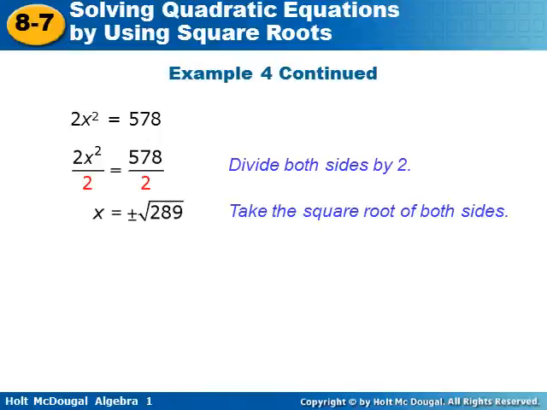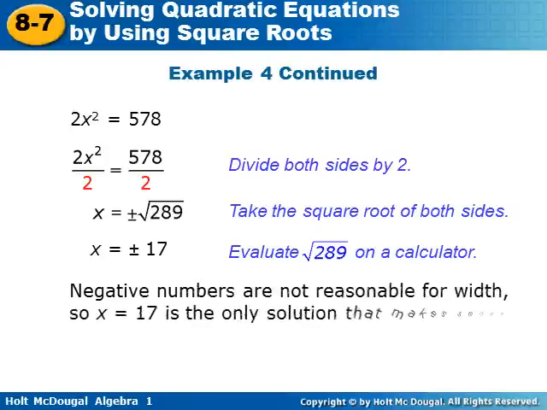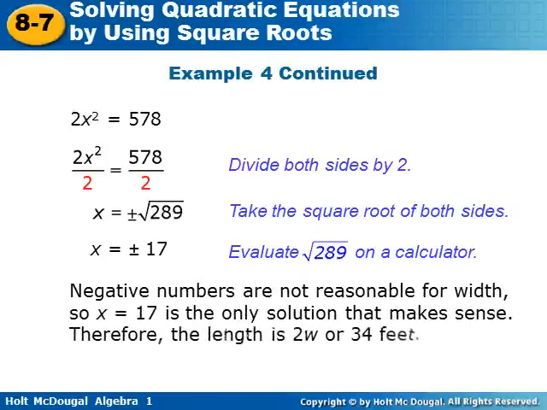And then we're going to take the square root of both sides, and we get x equals plus or minus the square root of 289. We type in square root of 289 on a calculator, and it does come out to be a perfect square at 17. So we get x equals plus or minus 17. Negative numbers are not reasonable for width. Obviously, she's not going to make a wall that's negative feet. So x equals 17 is the only solution that makes sense.